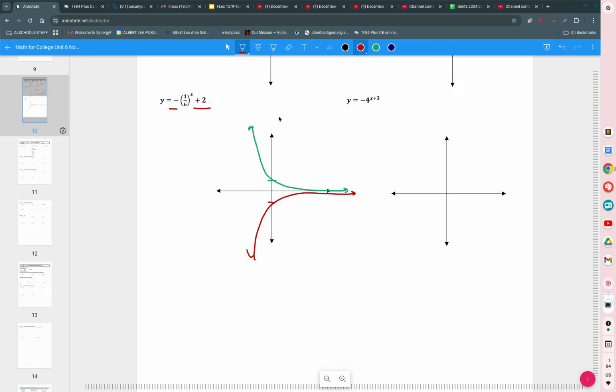And now I have to take the whole thing and I have to move it up 2. I'll do that in the color black. 1, 2. So now my new asymptote is here. And this coordinate, instead of being at 0, negative 1, it moves up 2 spots to 0, 1. And we see it looks like that. So the black graph is what we want.